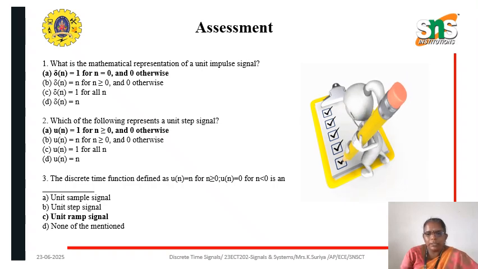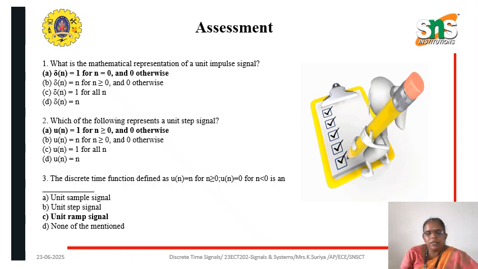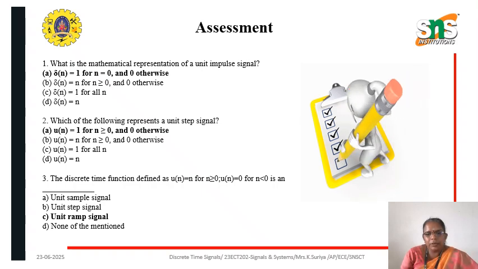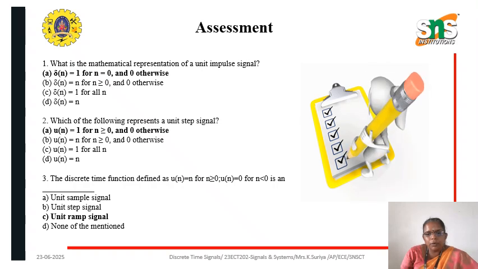The discrete time function defined as u of n is equal to n for n greater than or equal to 0 and u of n is equal to 0 for n less than 0 is a unit ramp function.